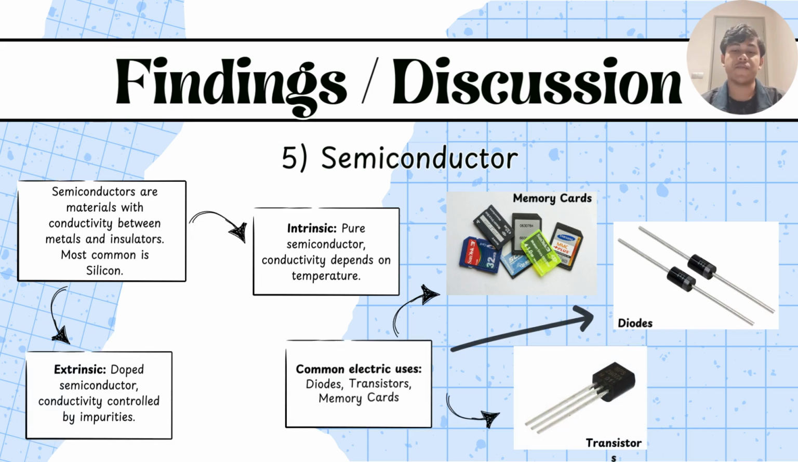So for our final part, which is semiconductors. Semiconductors are materials with conductivity between metals and insulators, with the common one being silicon. Semiconductors are also split into two, intrinsic and extrinsic. Intrinsic semiconductors are pure semiconductors where conductivity depends on the temperature. Meanwhile, extrinsic semiconductors are doped semiconductors where conductivity is controlled by impurities. Some of the common electrical uses for semiconductors include diodes, transistors, and memory cards, as shown in the slide.